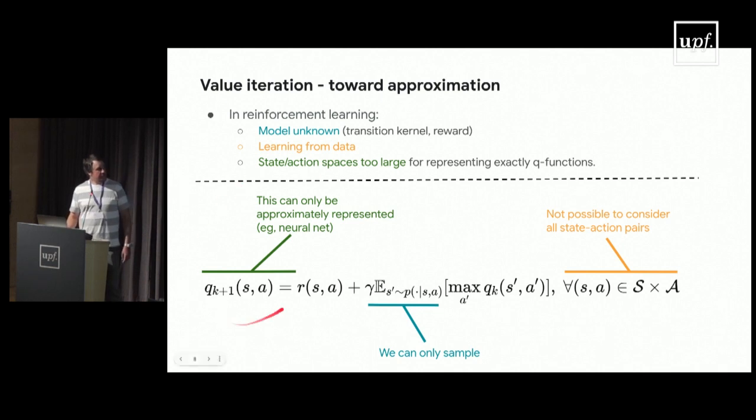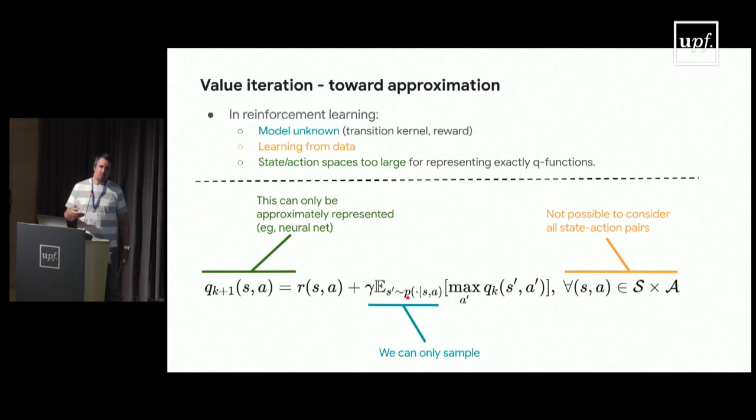And if you look at the value iteration update rule, this can only be approximately represented. Even if you were able to compute exactly what is in the right-hand side, it would not be possible to represent this as an equality. You should have an approximation because you're not sure your space of neural networks allows representing any function, and notably this function. The second issue related to the model being unknown is that the expectation cannot be computed.